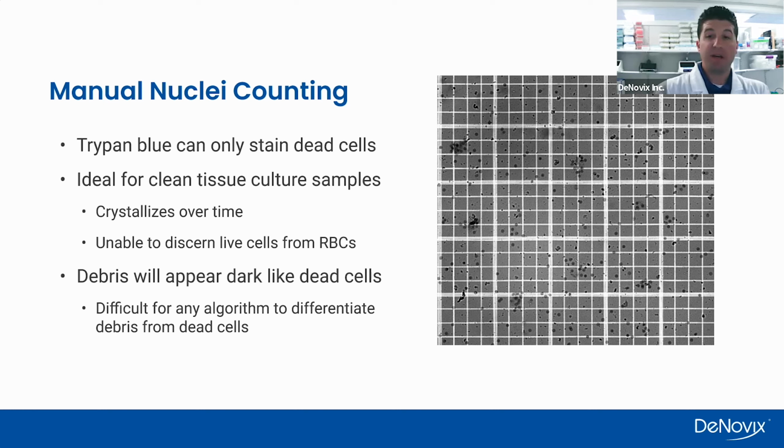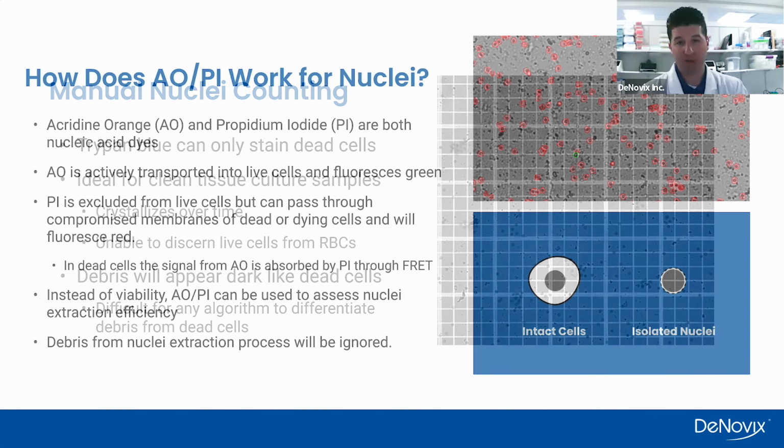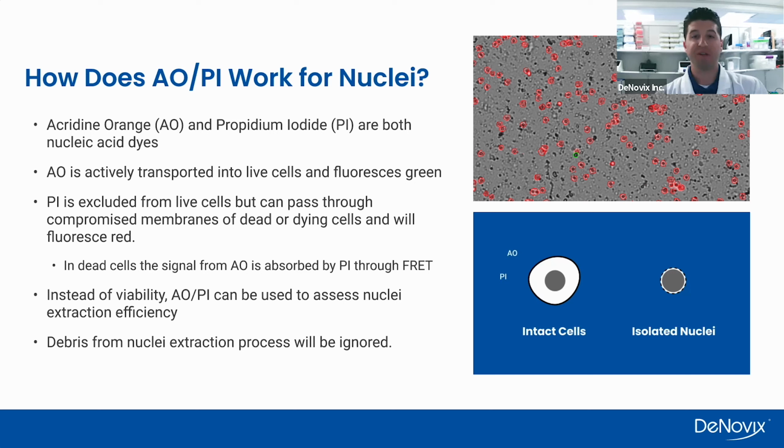The other thing to point out is that any debris from your extraction, so some of these tissues will have a lot of debris from the actual grinding process, even after filtration. A lot of that debris will appear dark and look like a dead cell. Even to some trained users, it's hard to discern: is that dark object that's circular a dead cell, or is that some debris left behind from my extraction? So those are all challenges presented by counting with trypan blue. And that is one of the reasons that we push the AOPI for counting nuclei.